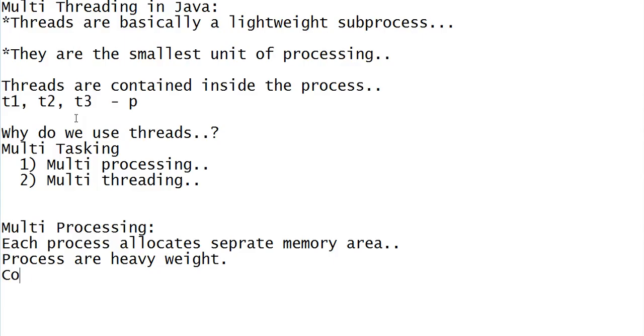And at the same time, in multiprocessing, the cost of communication between processes is high.